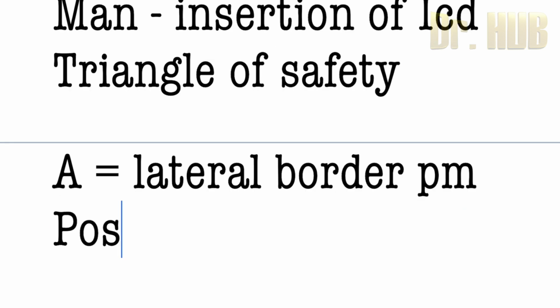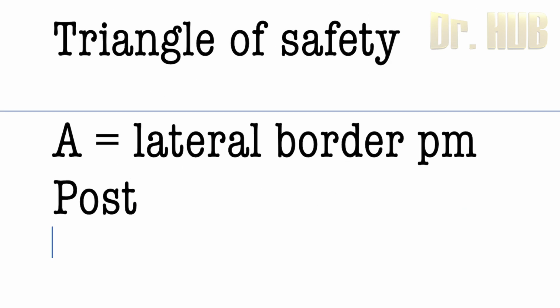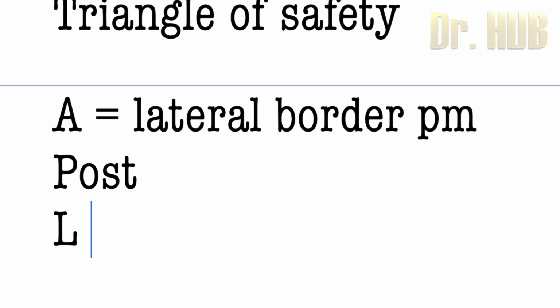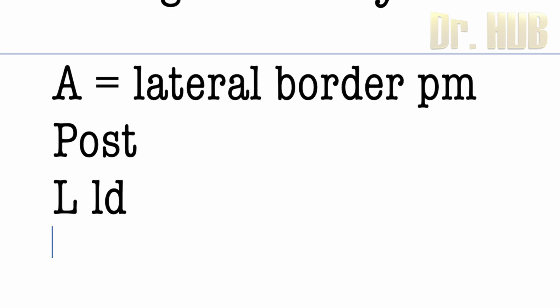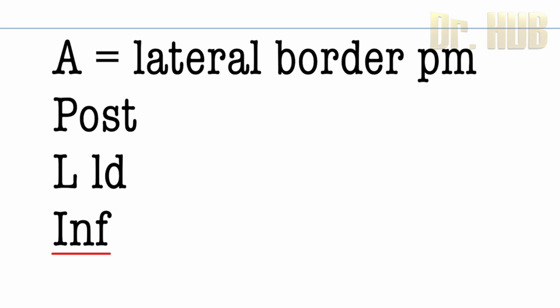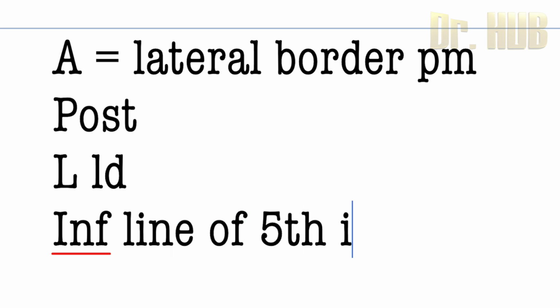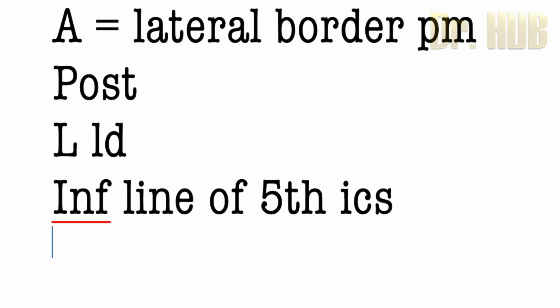Next, posteriorly, it includes the lateral border of the latissimus dorsi, the LD. Next comes inferiorly. Inferiorly, it includes the line of the fifth intercostal space, ICS.